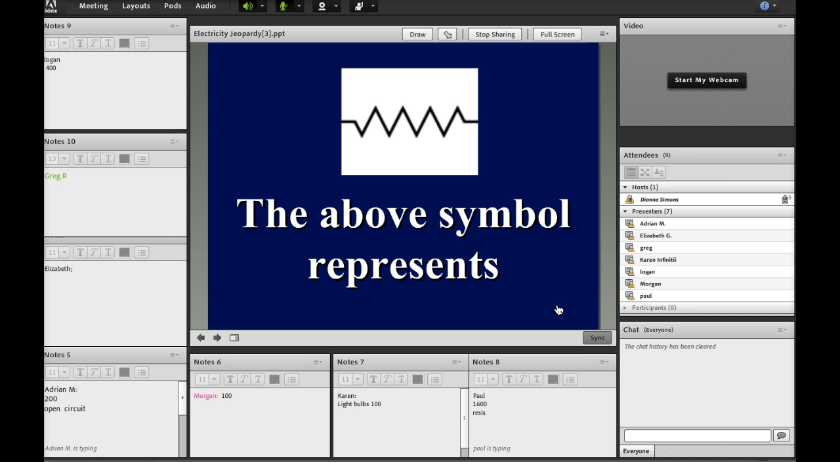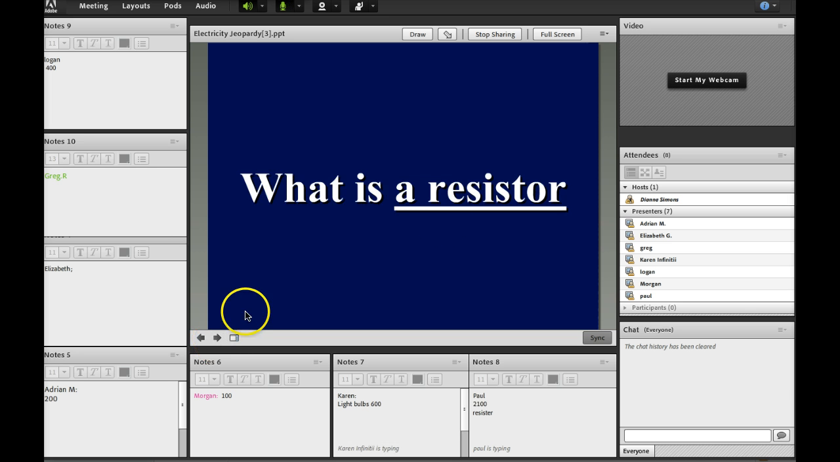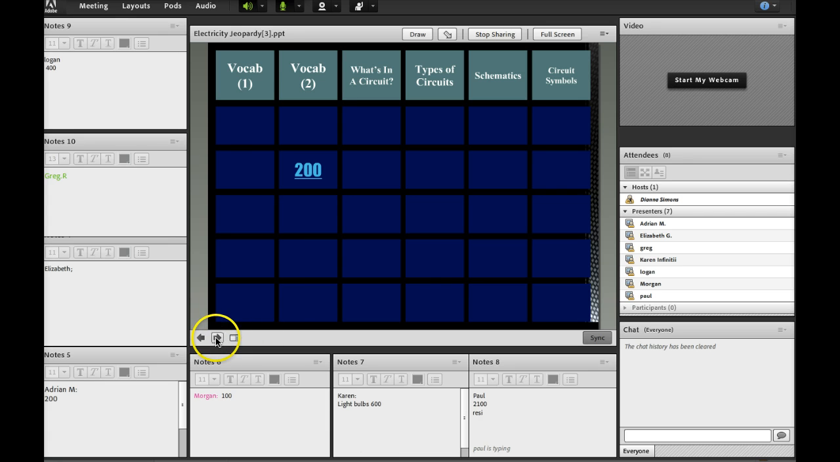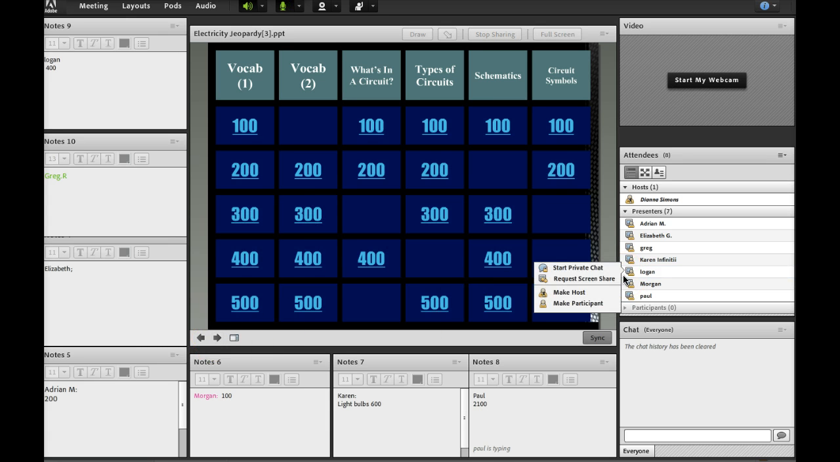What does this represent in the circuit, guys? Look at it, look at the symbols. How many points is that? 500. Okay, ready? It's a resistor. All right. Adrian, your turn again.